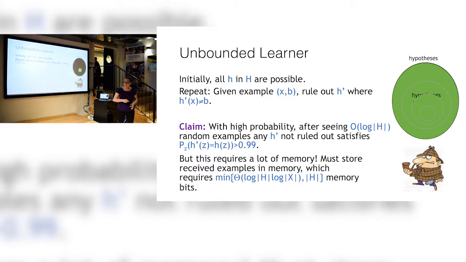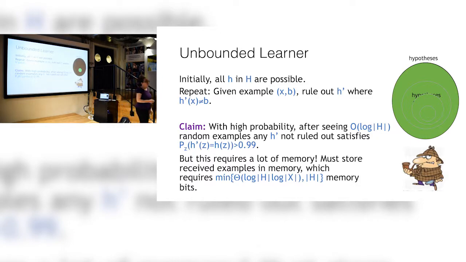Let's analyze it. So, how many examples do we need? If we think about it a bit, we'll see that we need about log H examples, because at each step we throw away about a constant fraction of the hypothesis set. So after about log H examples, we'll have a hypothesis which is close to the correct one. But how many memory bits does this algorithm use?